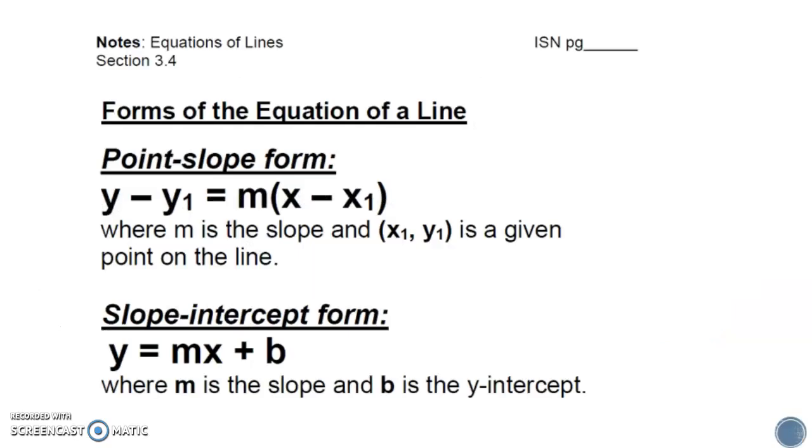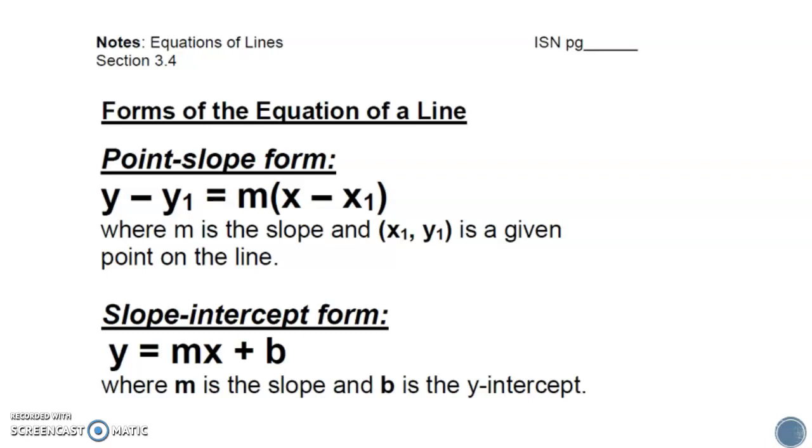So the notes today review how to write equations of lines in different forms. The forms that we're going to be using today are point-slope form that you have listed on the front of the notes. Remember that m is the slope and x1 and y1 is any given point on the line. You may be given multiple points on the line, but you can pick one to use in your point-slope form.